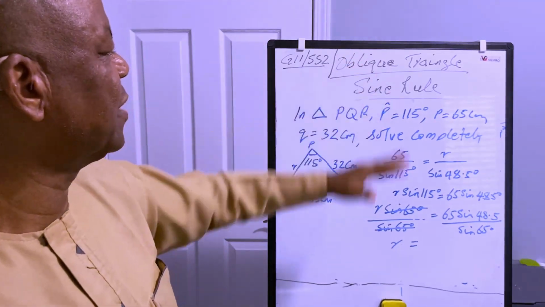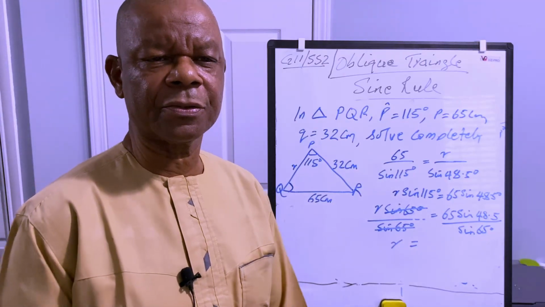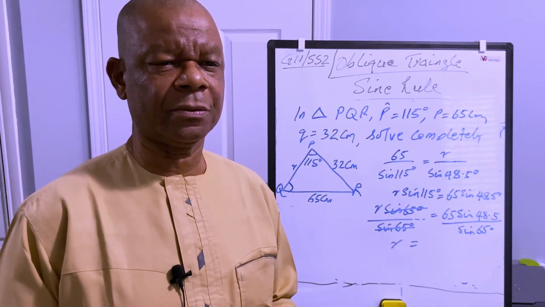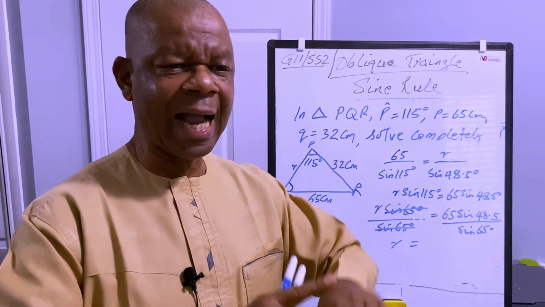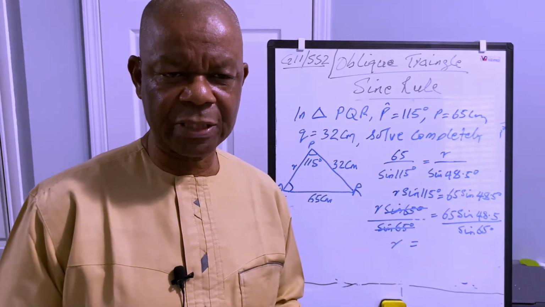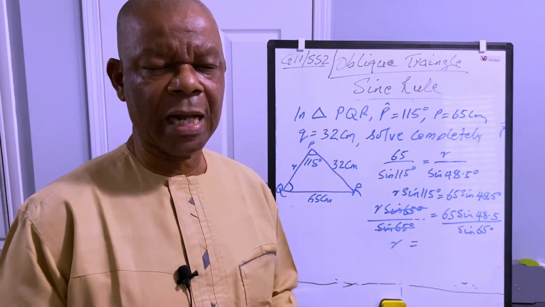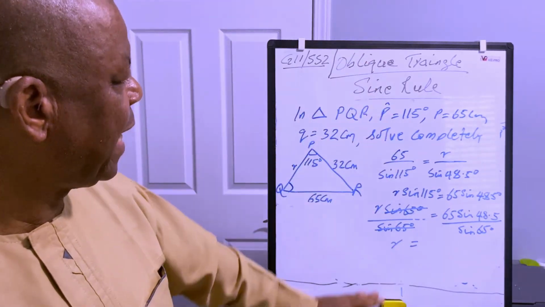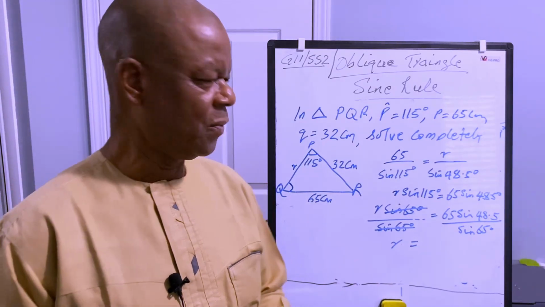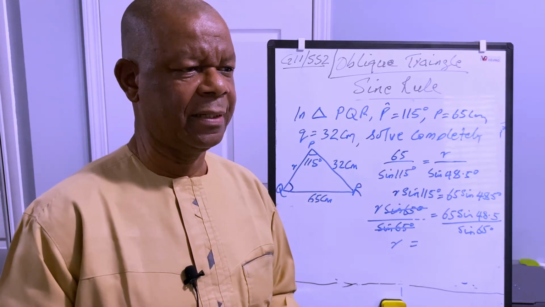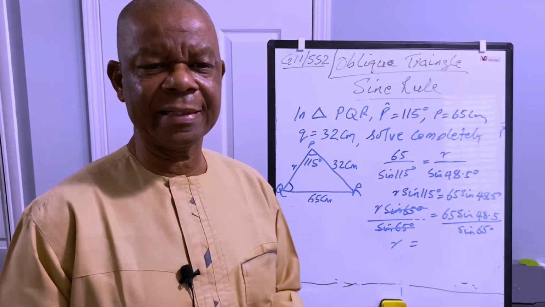What we treated today is oblique triangles, which is the same thing as non-right angle triangles. A triangle where the angles are all acute, or one of the angles is obtuse and the others acute. We apply the sine rule when we have the two conditions we have already stated. So for today, we are ending here.